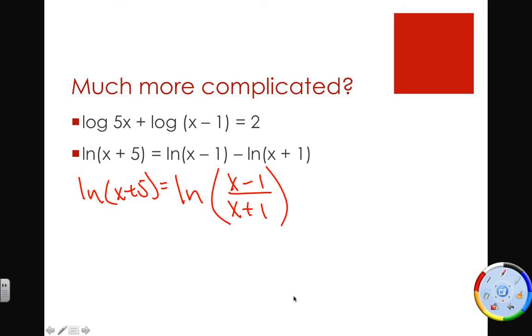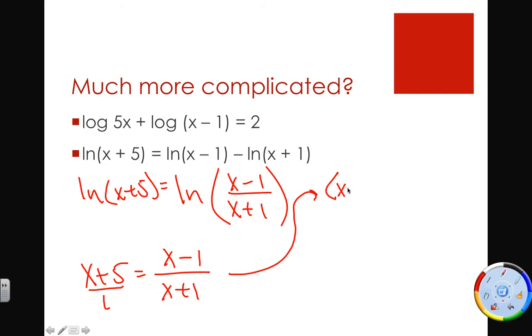Well, you might not see it right now, but this is actually a 1-to-1 statement. It's the natural log of something equals the natural log of something else. So I can set those two things equal to each other. And here you get to use your most favorite words, cross multiplication. So it's going to be x plus 5 times x plus 1 equals x minus 1. And just got to go through the work here. Go through the process. Sorry, not 5. That's supposed to be a 6.